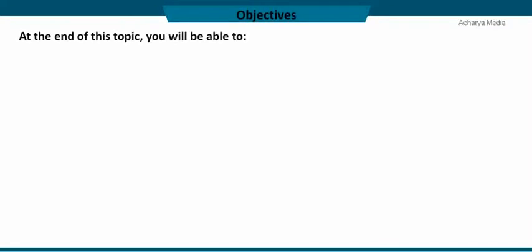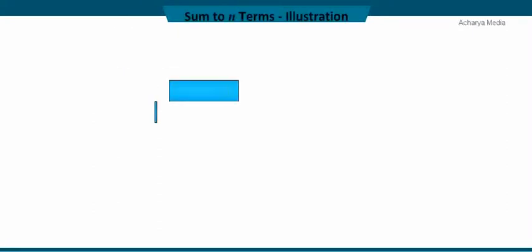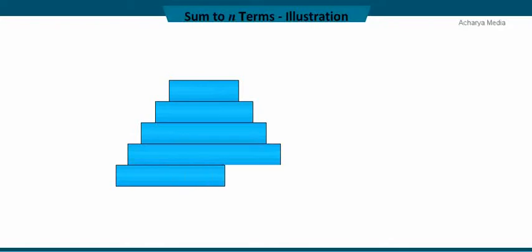At the end of this topic, you will be able to compute the sum of n terms of an AP. How many seats are there in an auditorium in which the front row has A seats? Each row other than the front row has D more seats than the row in front of it.